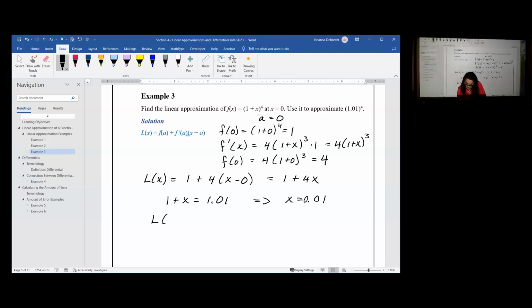Now we can find L of 0.01 using the formula and realizing that 0.01 is 1/100th. We end up with 1 plus 1 over 25, which turns out to be 26/25. This comes out to be 1.04.